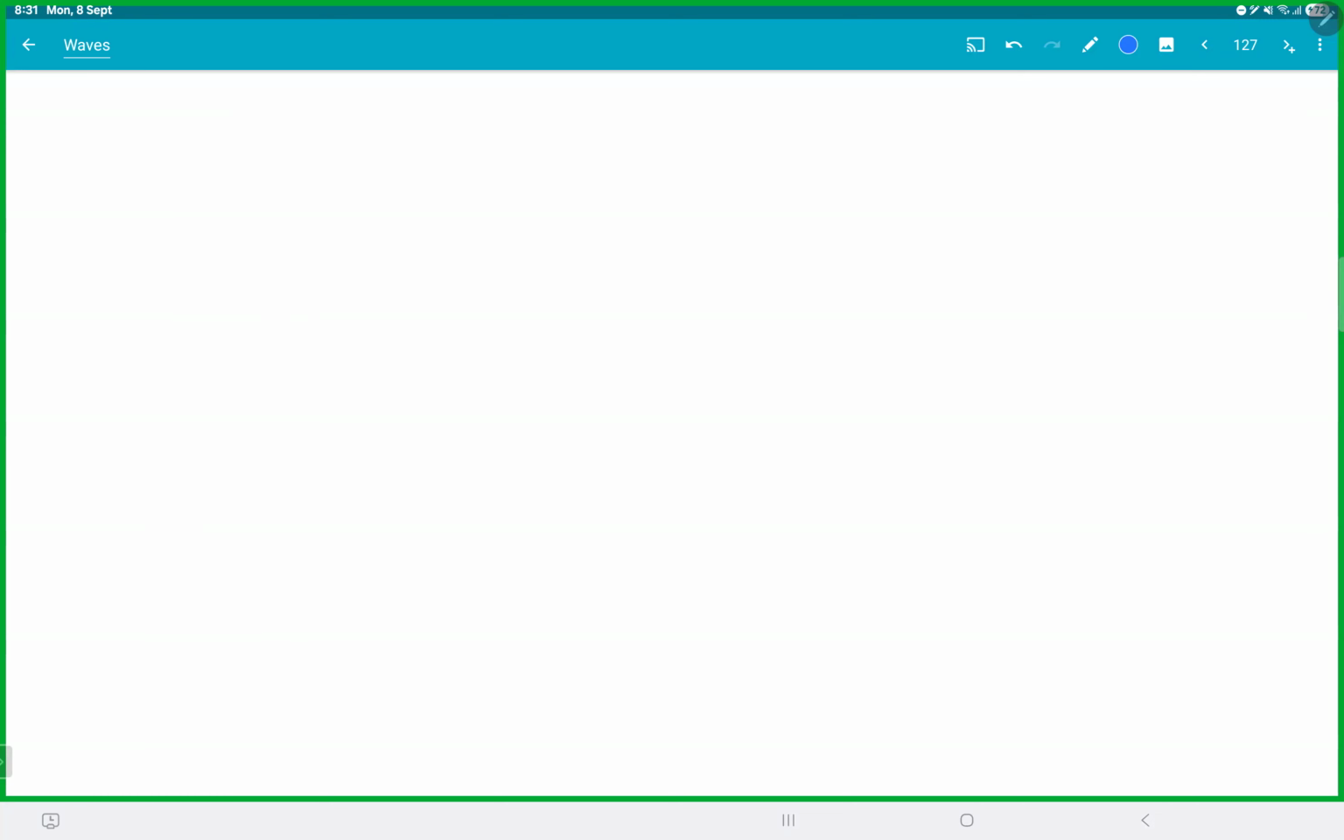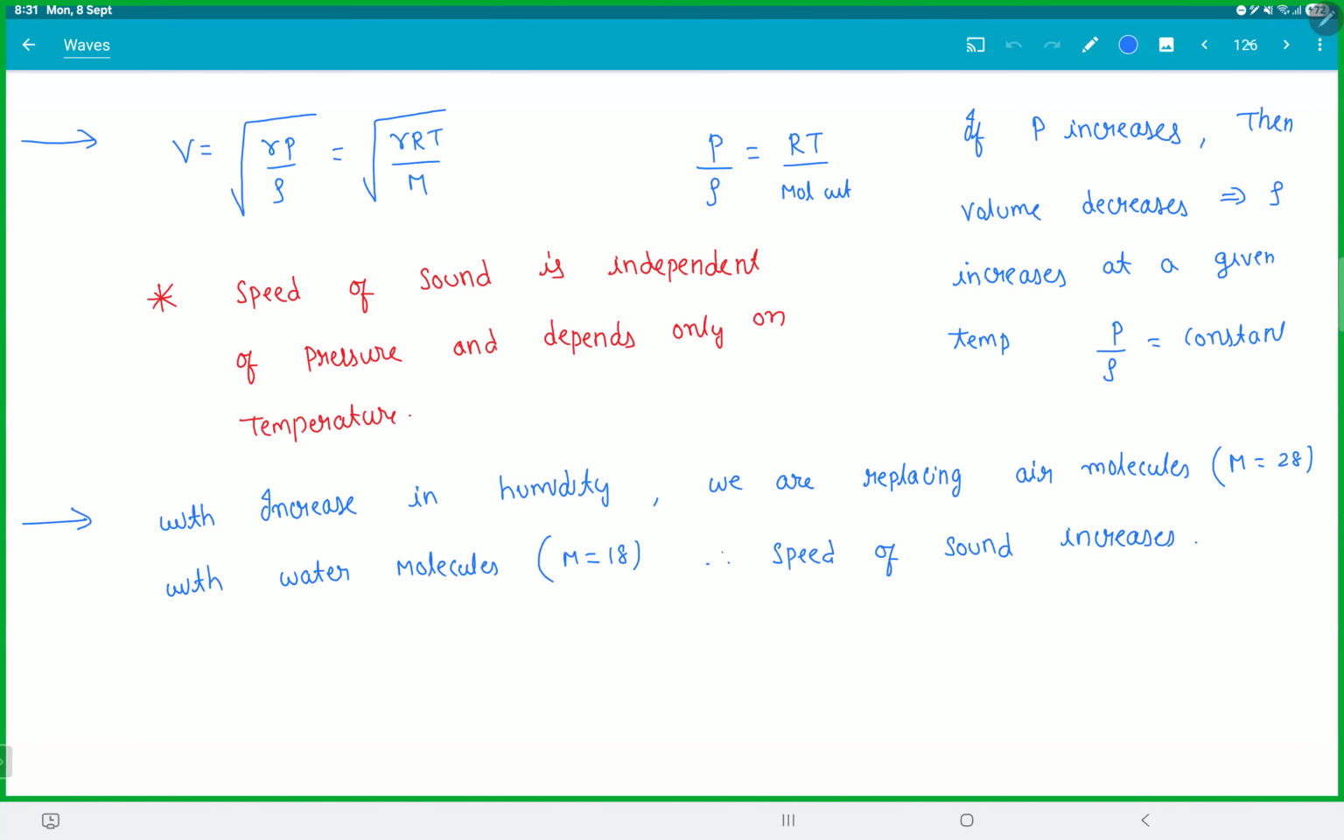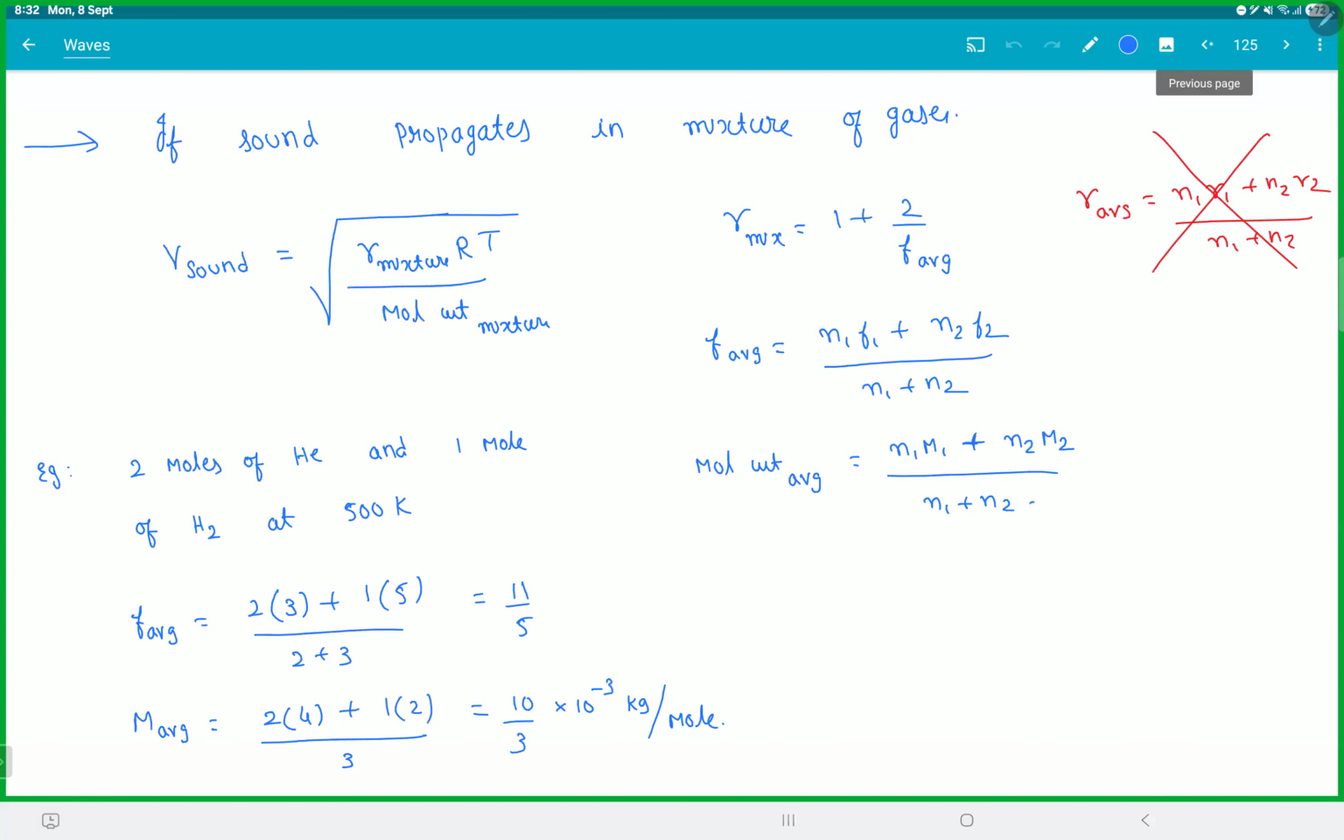Today there'll be no break. We'll wrap up a little early too. So let's see. The last thing that we did was speed of sound, Class 11 correction and everything.